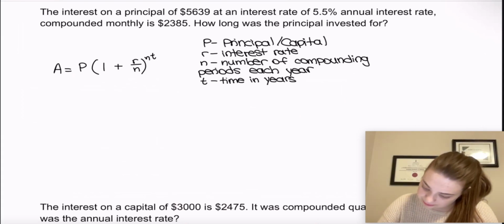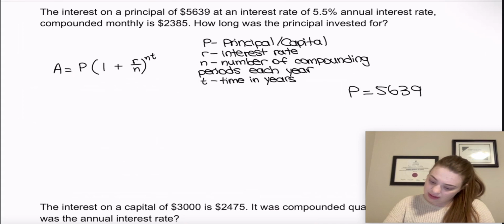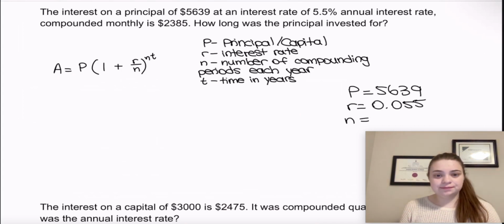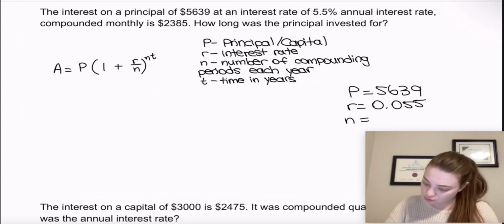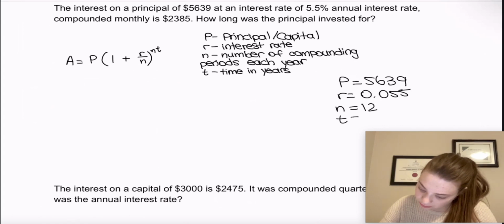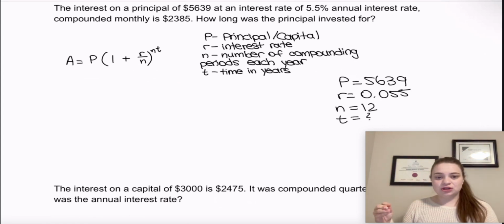So, the principal here is going to be $5,639. The interest rate is 5.5%, so 0.055. The number of compounding periods, well, it's compounded monthly, and so therefore it would be 12 compounding periods. And then T, time in years, well, that is what we're trying to figure out. The exact question that we're being asked is how long was the principal invested for, so we don't know what T is. So we can plug in these values and figure this out.